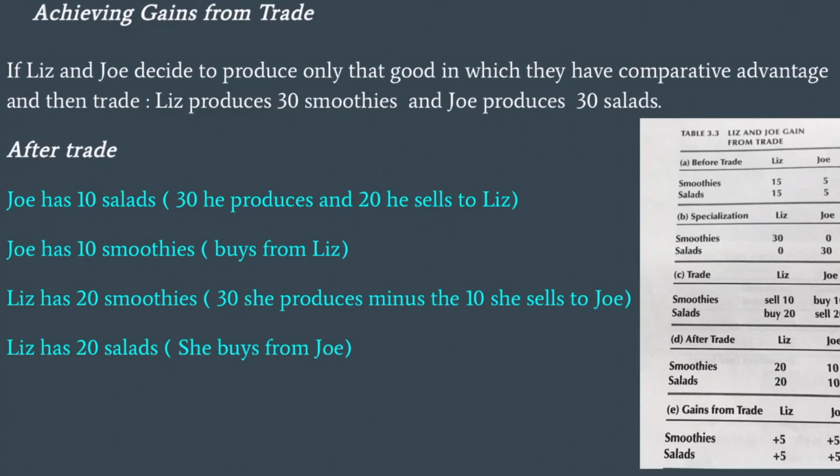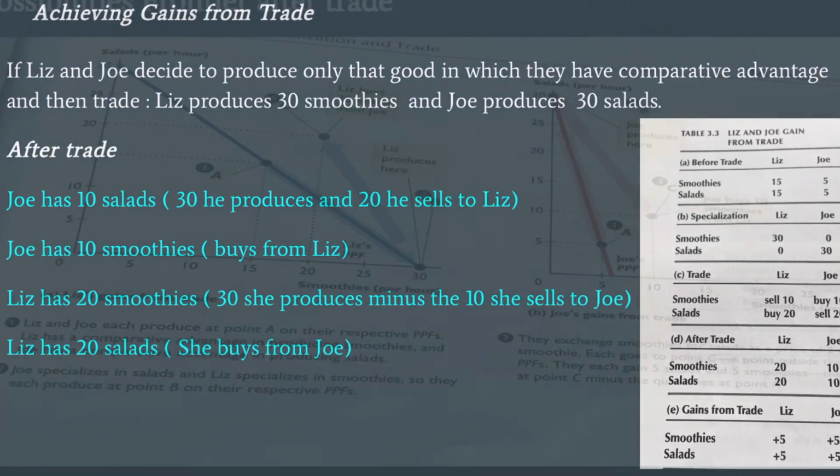Earlier, Liz had 15 of both smoothies and salads and Joe had 5 units of smoothies and salads. But after trade they both gain plus 5, and now Liz has 20 units of smoothies and salads and Joe has 10 units of smoothies and salads. This is how people gain through specialization and trade.